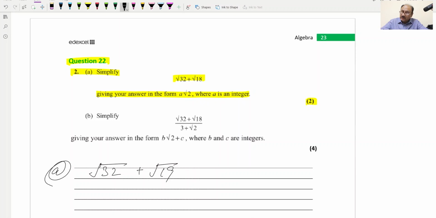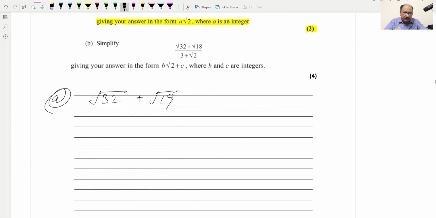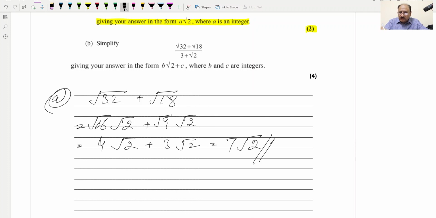This is A part, and what we can do, we can rewrite it as 16 under root and 2 under root, and plus this will be what? This is not 19, this is 18 basically. So this will be 9 under root and 2 under root. So we can rewrite it as 4 under root 2 plus 3 under root 2, which is equal to 7 under root 2. This is done. This is a 4 marks part A, which we have done.